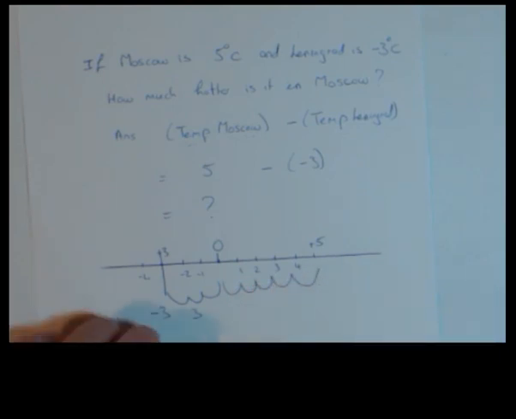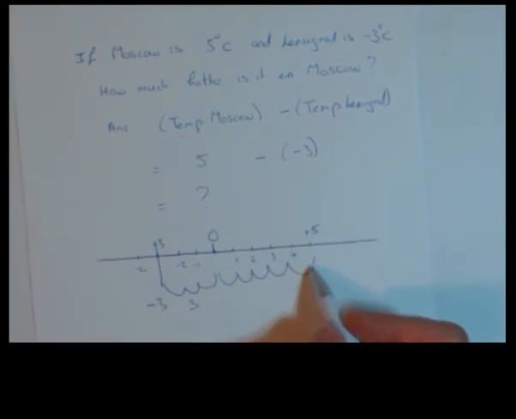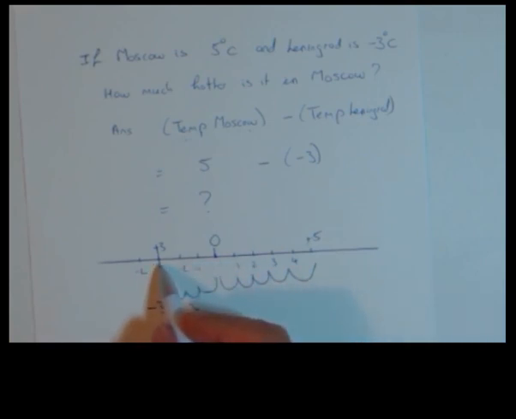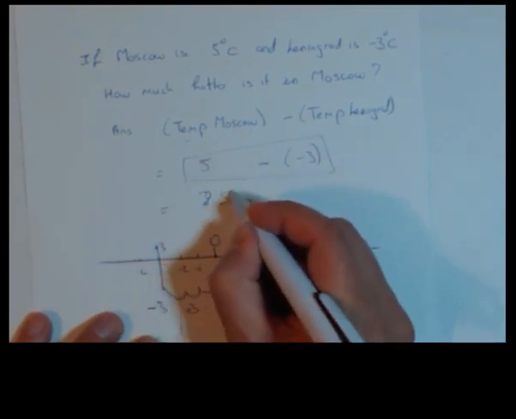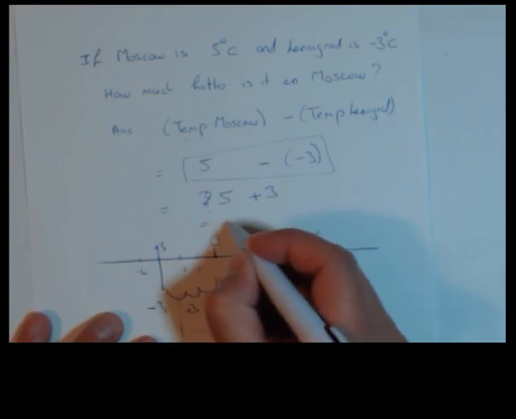We know that minus 3 degrees means 3 below 0. We know that plus 5 is 5 above 0. We've got 5 take away negative 3. But we can see that that's 1, 2, 3 to get to 0 and another 5 to get to 5. So we can see that's a total of 5 plus 3. So this formula, 5 take away negative 3, actually is 5 plus 3. And our answer is 8.